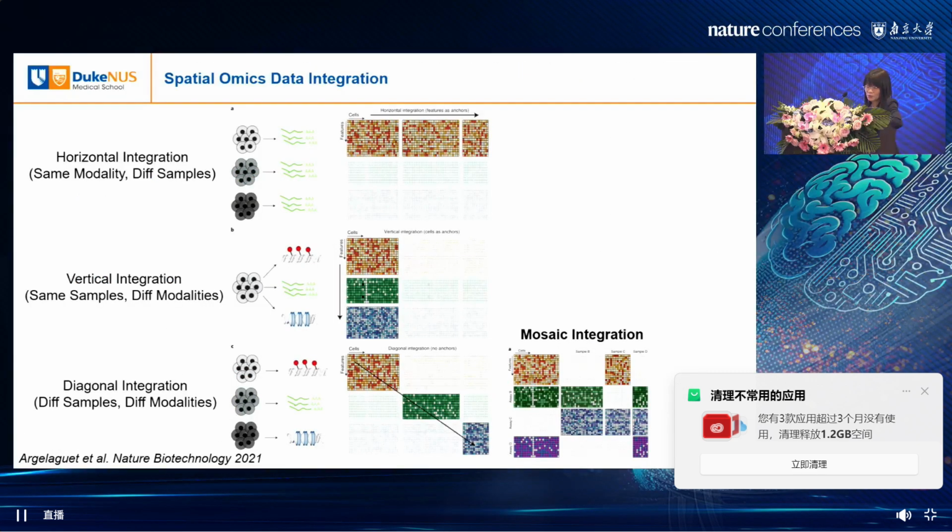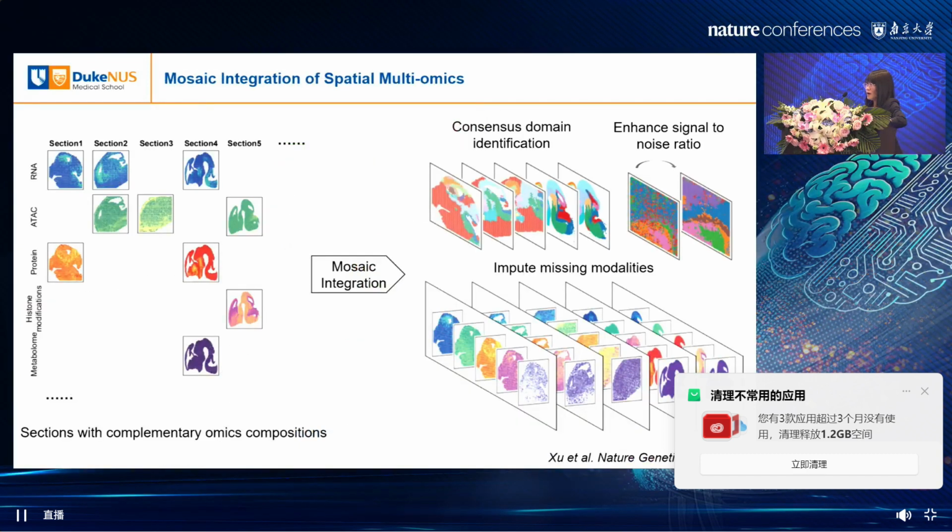And lastly, I would like to talk about mosaic integration, which is the last type of integration, and which is also the most complicated. So in a mosaic integration, different sample sections have different and complementary omics compositions. For example, section 1 has RNA and protein, section 2 has RNA and ATAC, section 3 only has ATAC, and section 4 has RNA and protein and metabolism. So this layout is very mosaic.